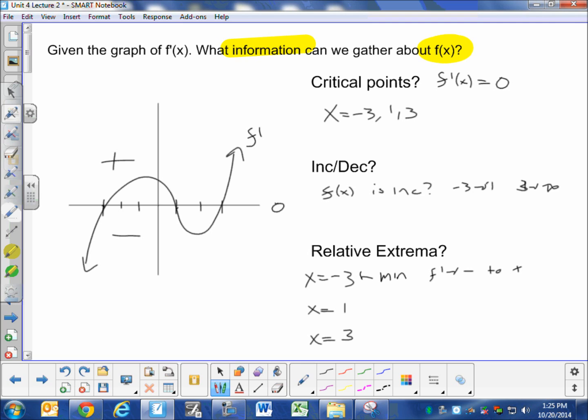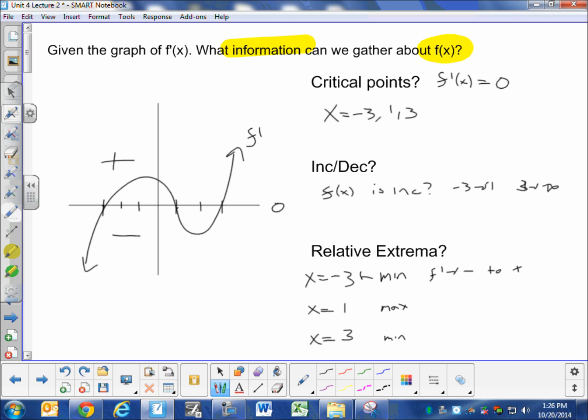What about at 1? 1 would be the location of a relative max because we have positive f prime values then going to negative f prime values. I don't want to put it on top of the line, but we're talking about the function values of f prime. And finally at 3 we'd have another min.